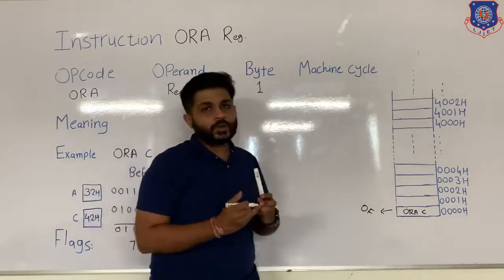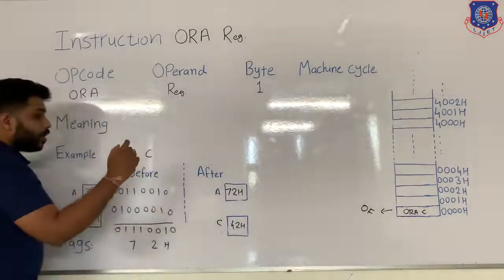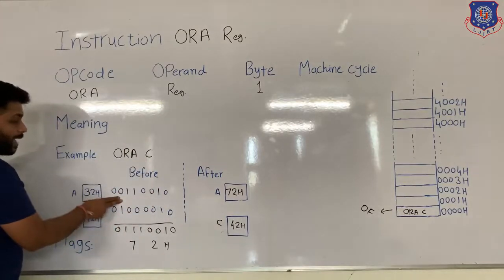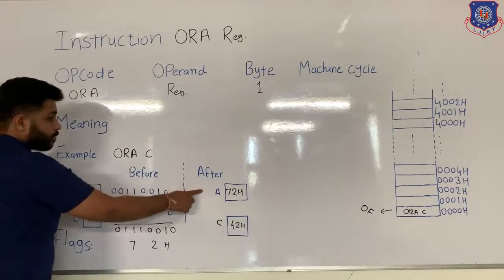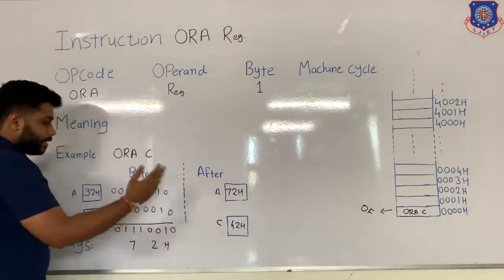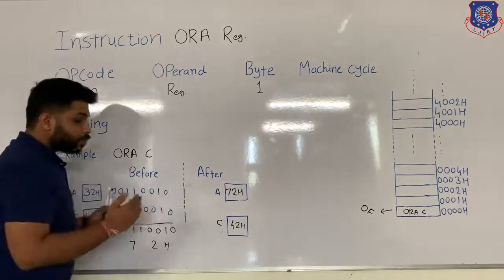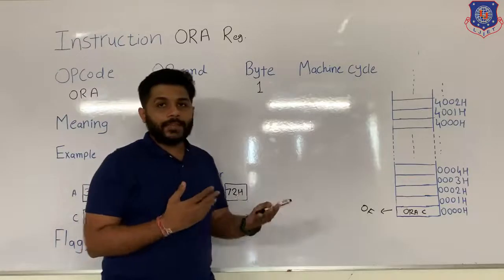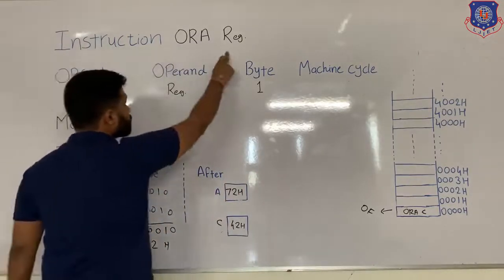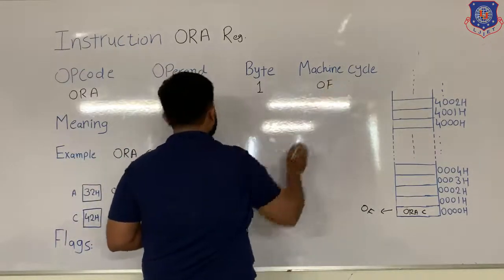Now pay attention to the execution process. In the execution, what is happening? The logical OR operation is happening between these two numbers and the answer is stored in the accumulator. It means this process is happening within the microprocessor. Data is stored in the register and the answer is also stored in the register. It means no memory interaction is happening. So in this instruction, there will be only one machine cycle, that is opcode fetch.